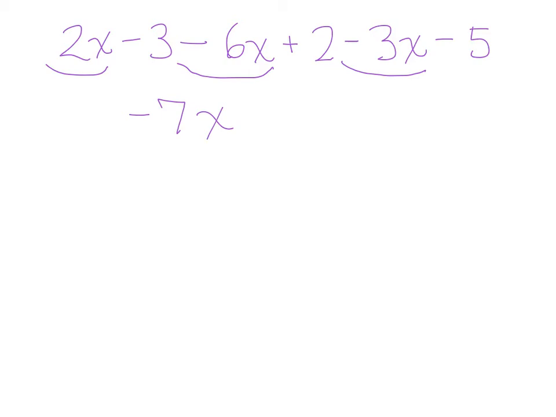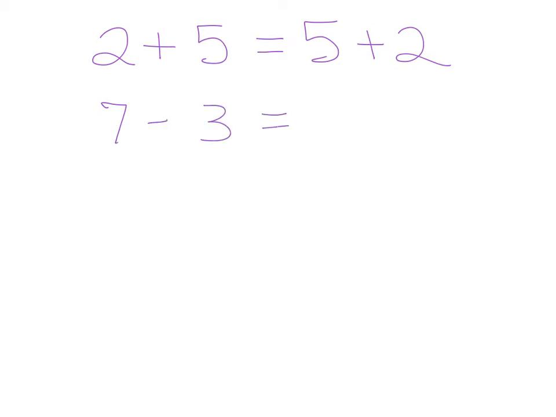For the units, we have a negative 3, a positive 2, and a negative 5. Looking at the negatives, there are a total of 8 negatives and 2 positives. So two of the positives will cancel two of the negatives, leaving us with negative 6, or 6 negatives left over. So the simplified form is negative 7x minus 6.